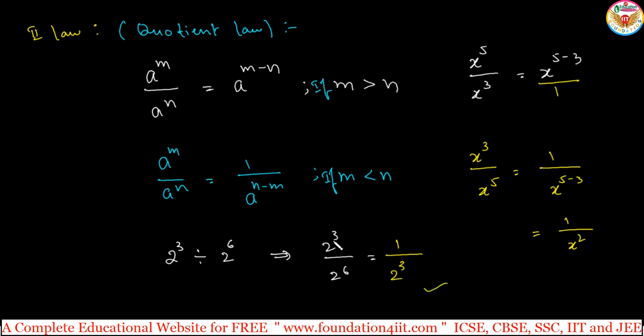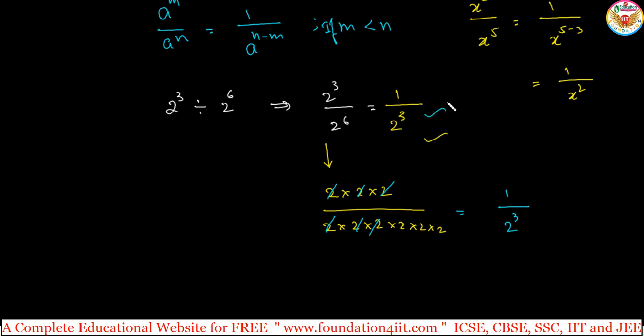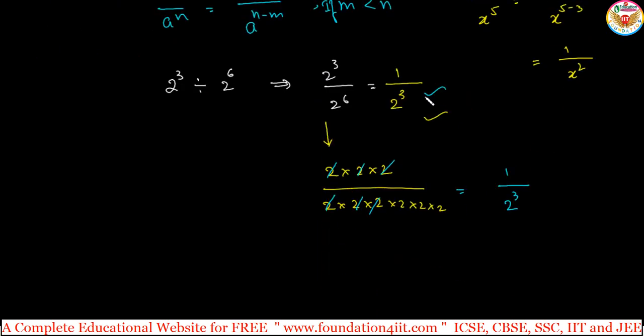2 power 3 means 2 multiplied 3 times. From this, 2 should be multiplied 3 times divided by 2 power 6, same 2 should multiply 6 times, remember. Now, if you cancel this 1, 2, 1, 2, 3's, then what is the remaining? 1 is on numerator, denominator is 2, 3 times, right? 2 power 3. Okay, we got same, right? Same thing. So, the second law is the quotient law.